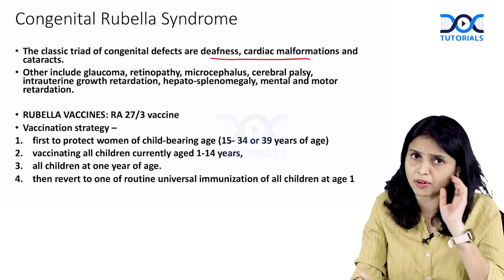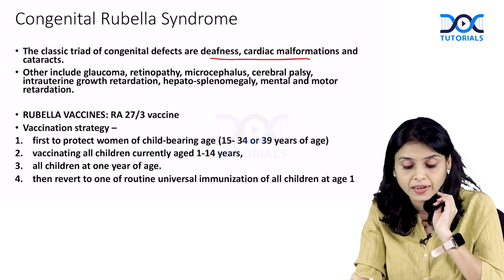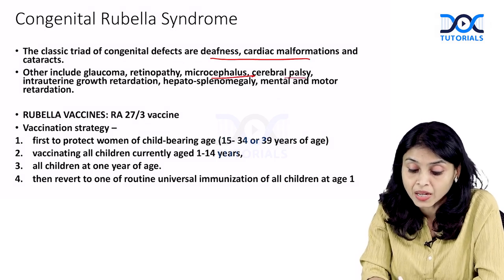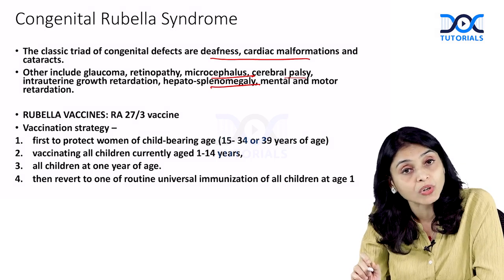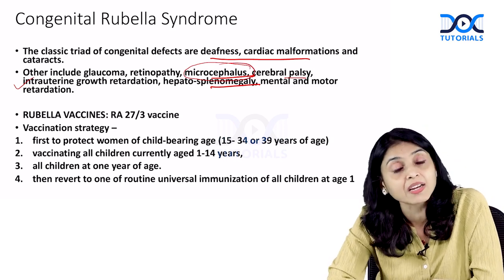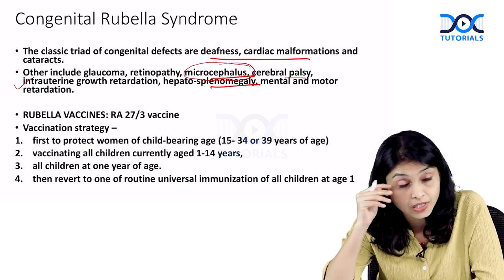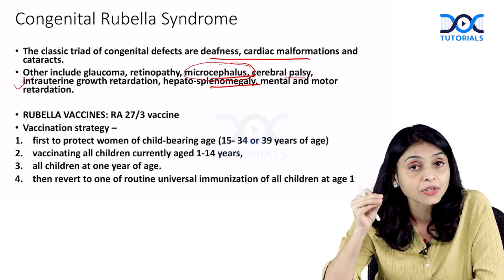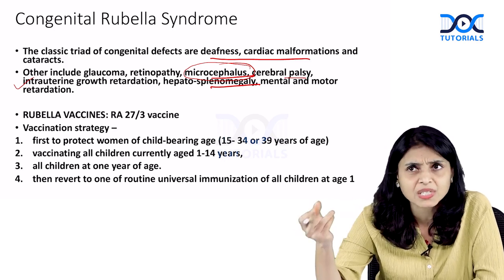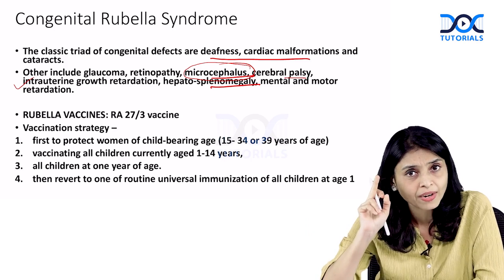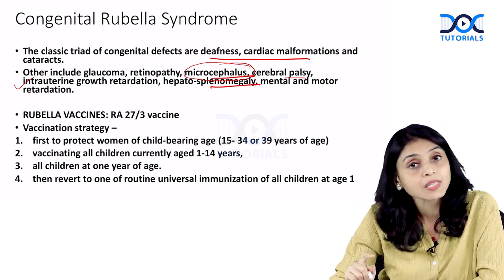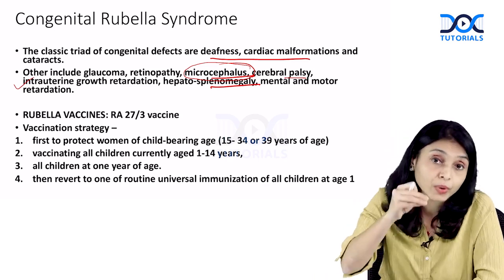This we have already seen. There will be sensory neural deafness, cardiac malformation, cataract, and other symptoms like glaucoma, retinopathy, microcephaly, cerebral palsy, IUGR, hepatosplenomegaly, and mental and motor retardation. There was one question earlier, guys, from this: microcephaly is seen in which of the following conditions? Among the congenital conditions, congenital rubella syndrome was also one of the options. One was Zika, and the question was except three, so one option was a condition where microcephaly is not seen. Please do understand that in CRS, microcephaly is also seen. That is what I want to put across.